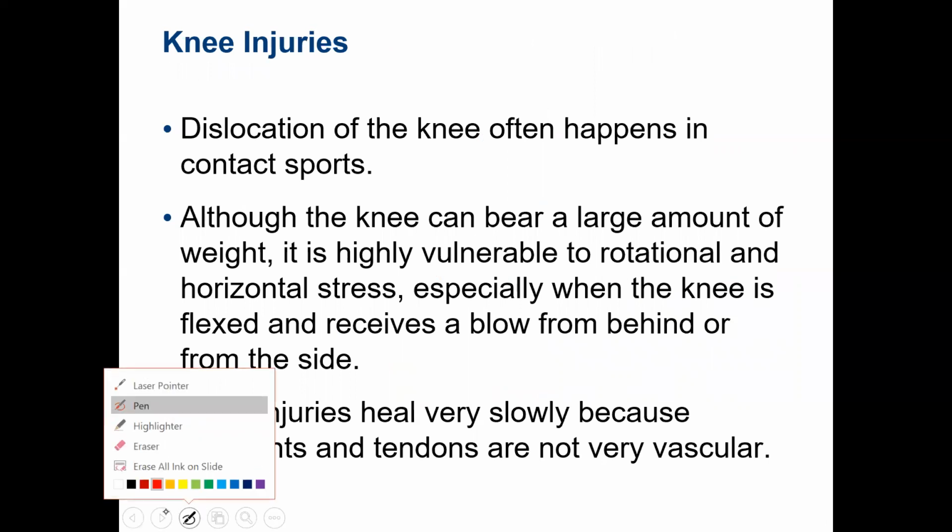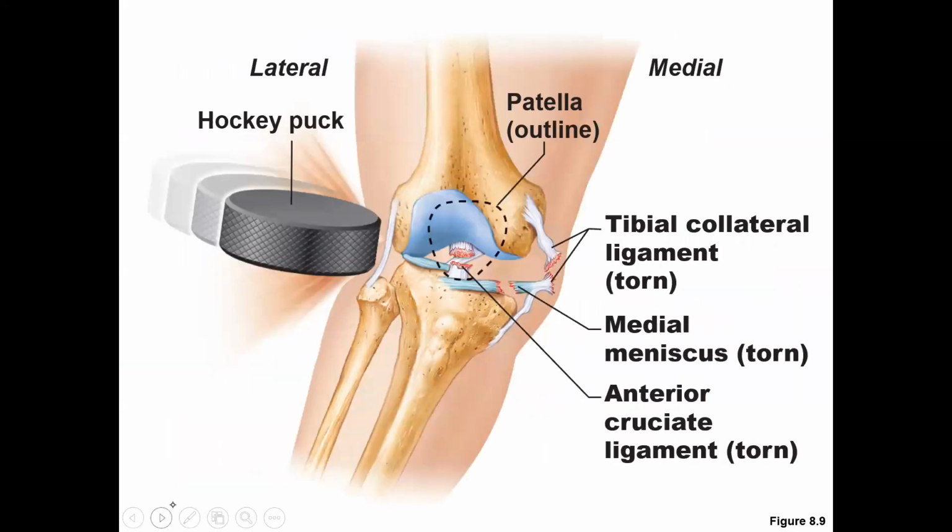Here's one of my favorite pictures in any textbook. This is called the unhappy triad of knee injuries. So in the unhappy triad, you get the anterior cruciate ligament here, the tibiocollateral ligament here, and the medial meniscus there. So 3 things. This particular textbook used this illustration where a hockey puck is hitting you in the knee.